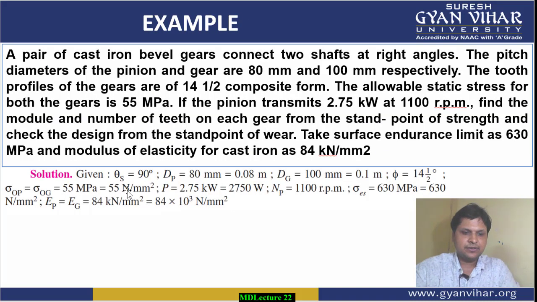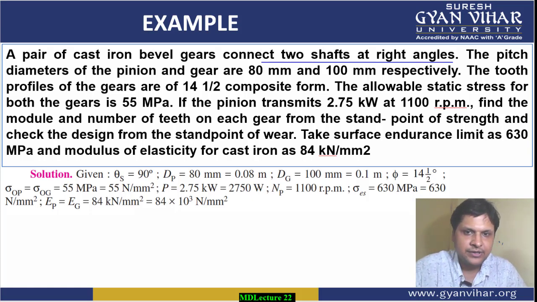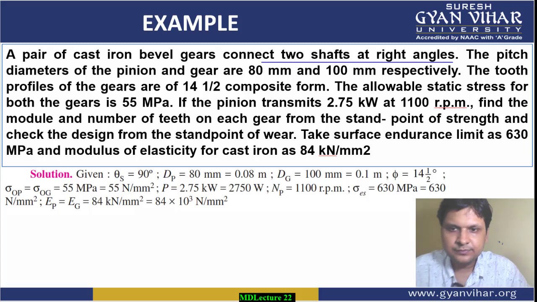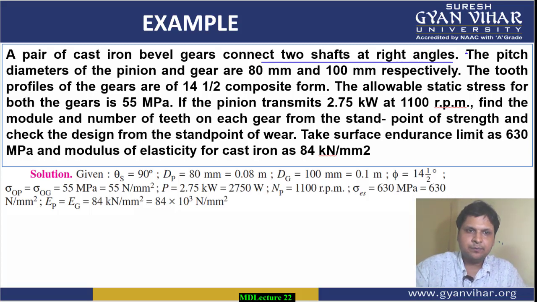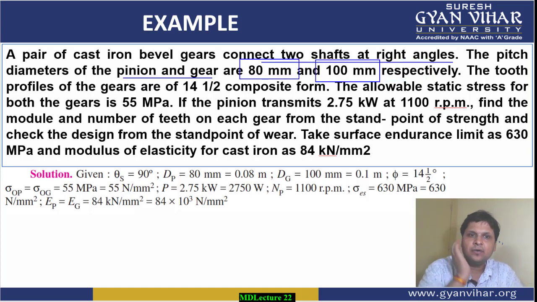This is the question, students. Let's discuss this question. A pair of cast iron bevel gears connects two shafts at right angles. So this is important information. Through this information, we can use a simplified formula for theta P1 and theta P2, which I will tell you. Then the pitch diameters of the pinion and the gear are given as 80 mm and 100 mm respectively. These are the pitch diameters of the pinion and gear.